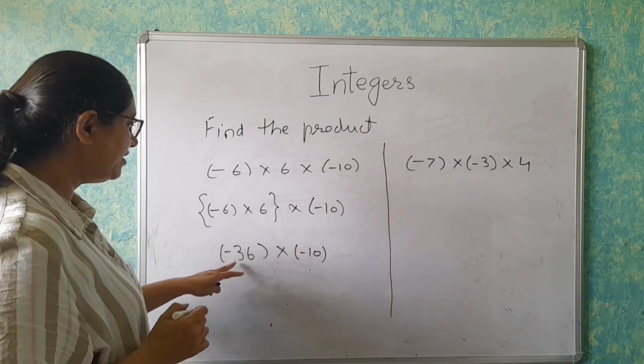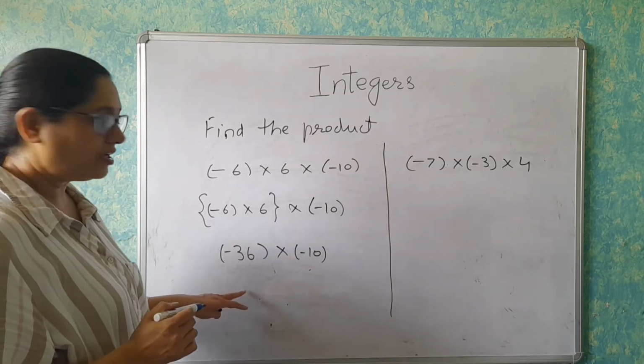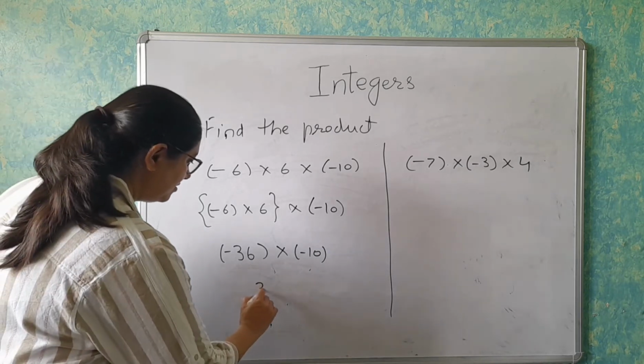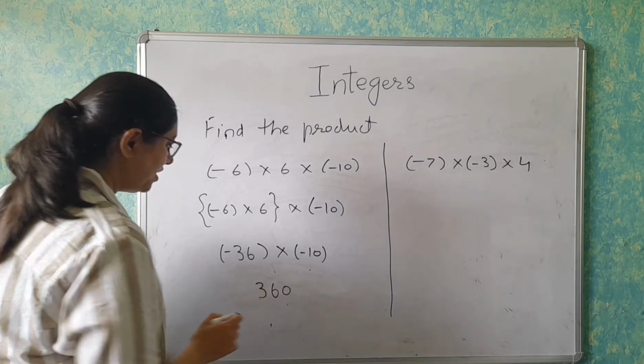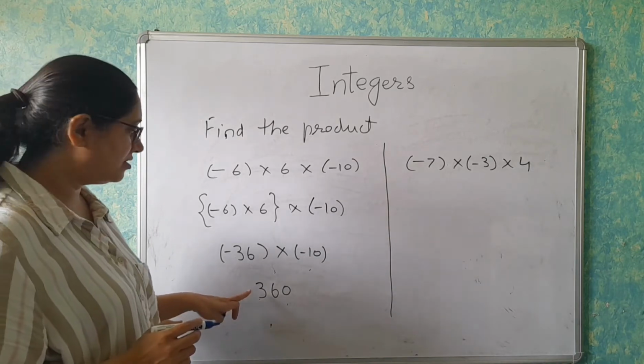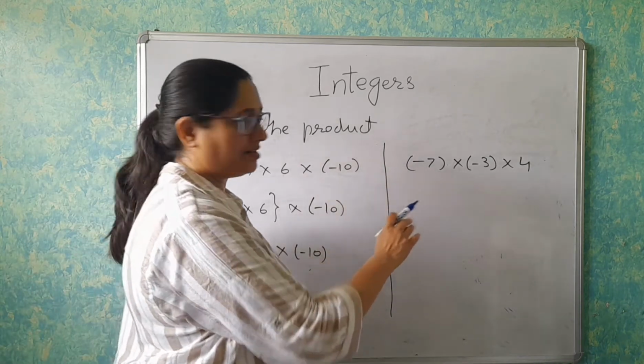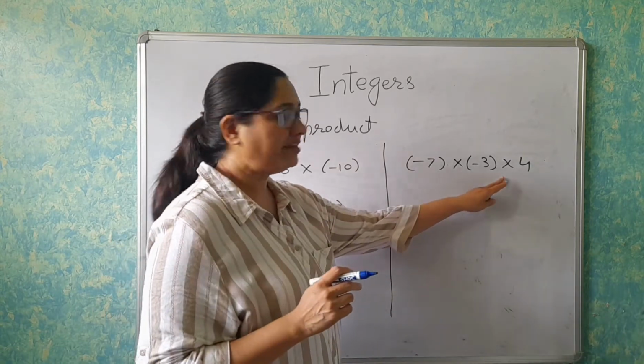Now I have to multiply minus 36 with minus 10. Now I am multiplying two negative integers. So the answer is a positive integer. 36 tens are 360. And I don't have to put any sign because the answer is a positive integer. Let's take one more example. I have to multiply three integers.